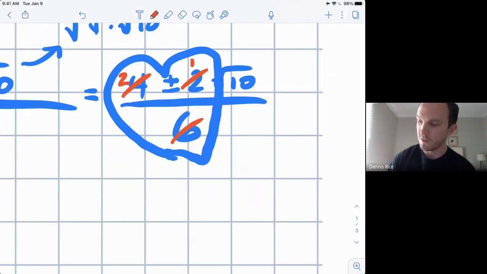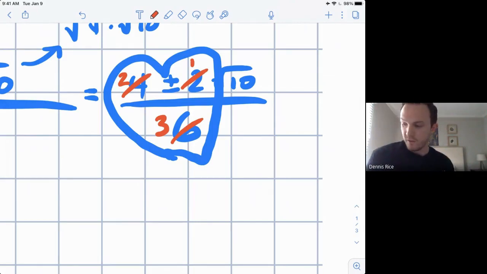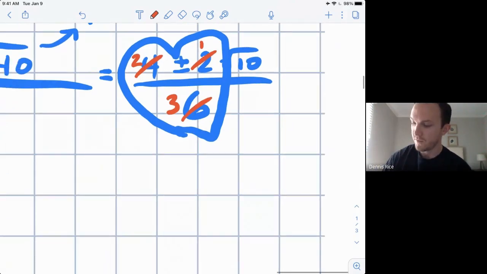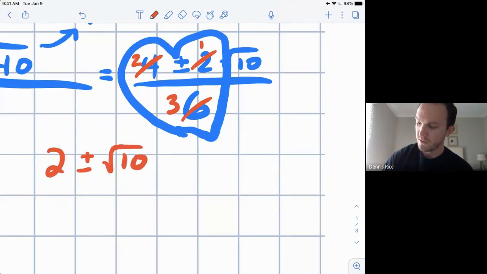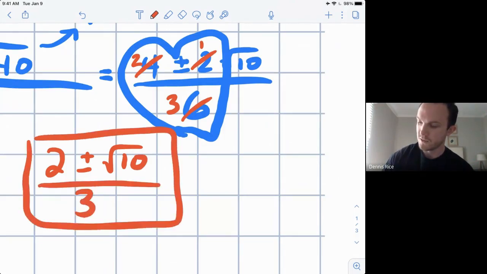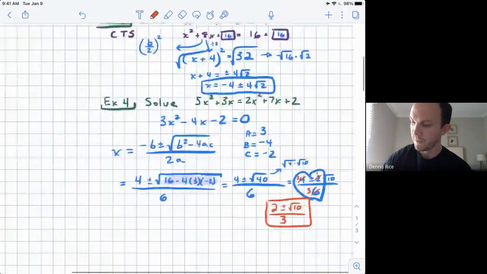I'm just going to put a 1. We're not going to put that in our final answer, just to show you what I'm doing. So all 3 of those numbers, the 4, the 2, and the 6, have to have something in common. This way, when you're dividing out the GCF, you're not breaking any order of operations rules. And now my final answer is going to be 2 plus or minus, you don't have to write a coefficient of 1, radical 10 all over 3. That's our solution for example 4.